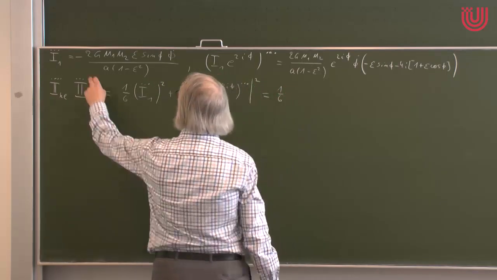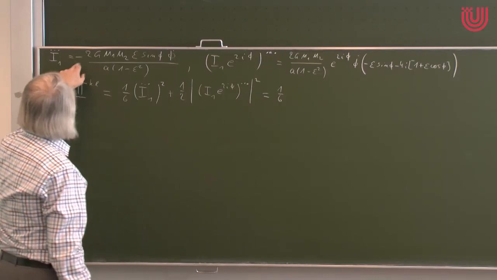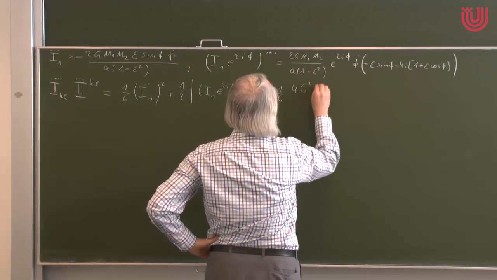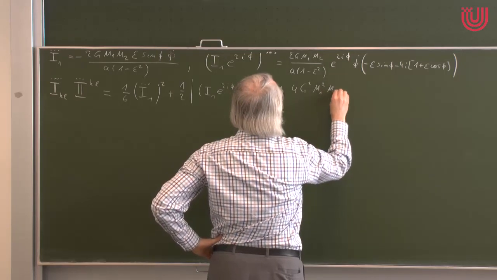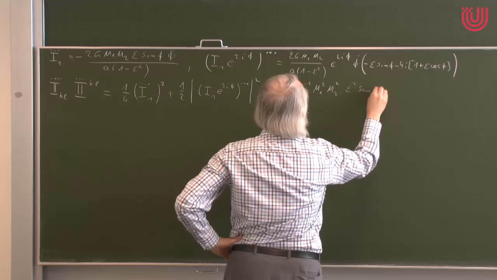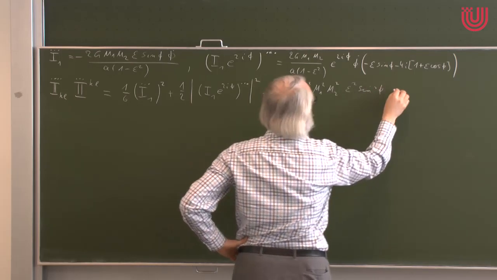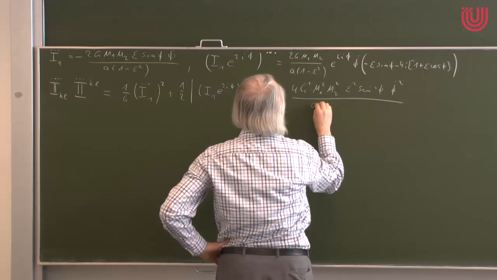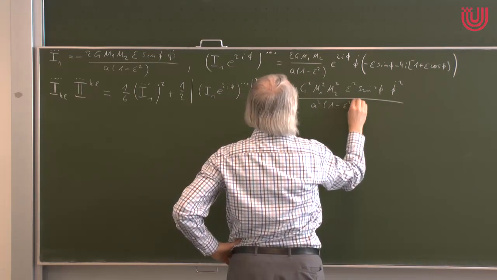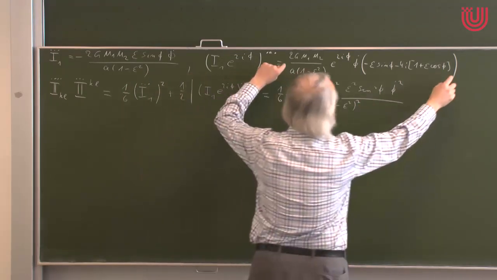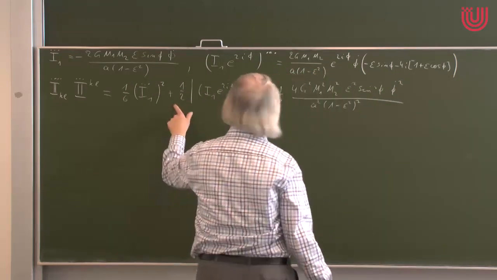1 over 6. So I have to square this here. Then the minus sign goes away. I have a 4G squared, m1 squared, m2 squared, epsilon squared, sine squared phi, phi dot squared, divided by a squared, 1 minus epsilon squared. And then I have to take the modulus of this here and square this with a factor 1/2.